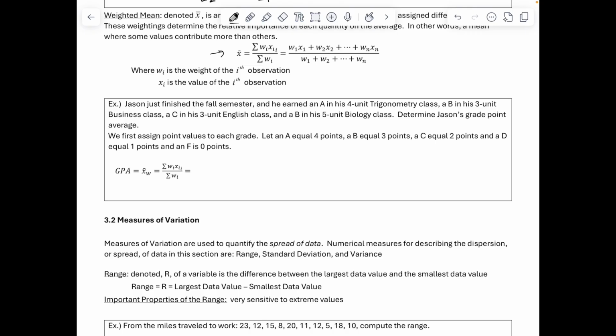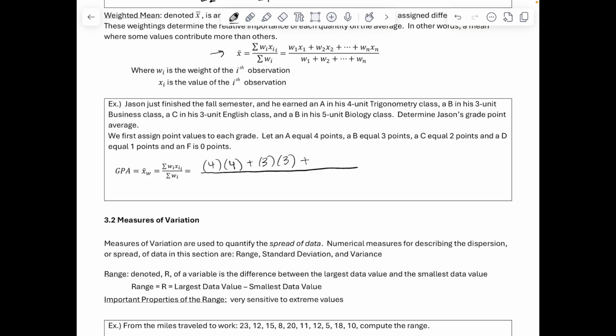And so to calculate our GPA, or X bar, we're going to sum up the weights times that value, and then divide by the sum of all the weights. So looking at the numerator, the first class that he took, he got an A in, and it was 4 units. And an A is 4, and it's a 4-unit class, plus the next course that we have is a B in a 3-unit class.